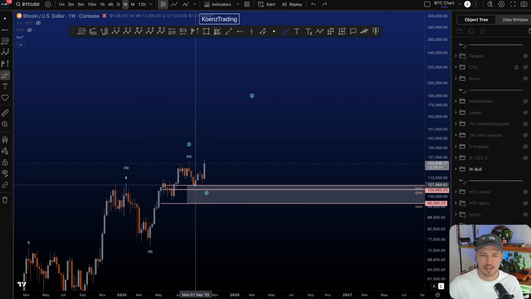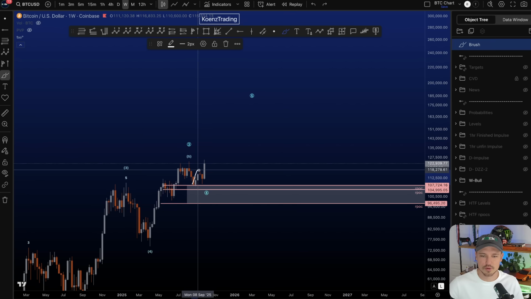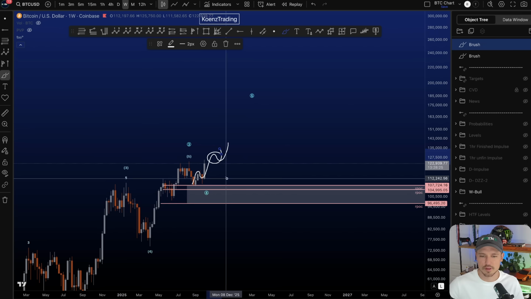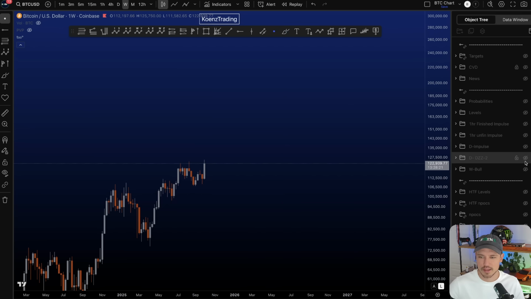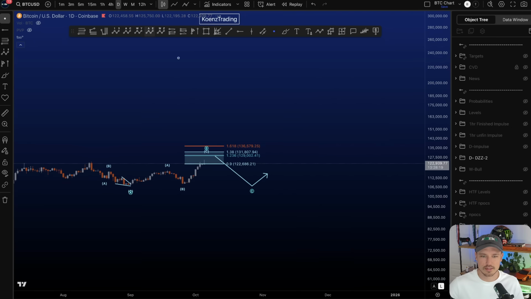If this here is the end of a 4, we want to see a wave 1, 2, 3, 4 and a wave 5. This wave 4 should be quite similar in size compared to the wave 2. And then we're looking at the daily time frame.